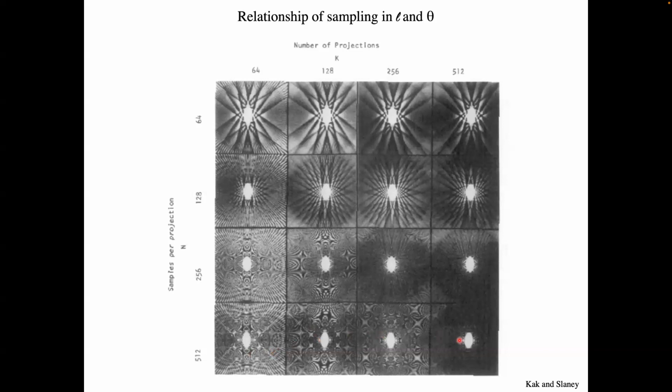And then as we reduce the samples per projection, along the L direction, we cut the number in half, then cut it in half, then cut it in half, we get undersampled like this. So we get these very large streaks, right? So that's sort of the whole space and what it looks like.